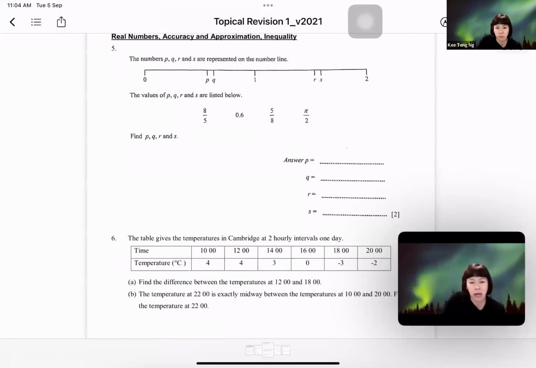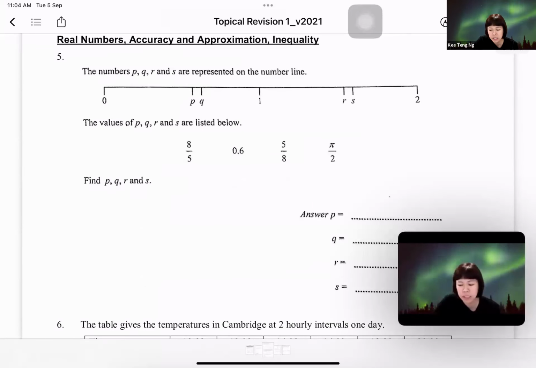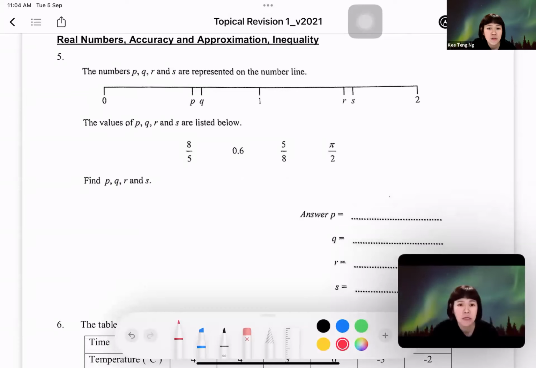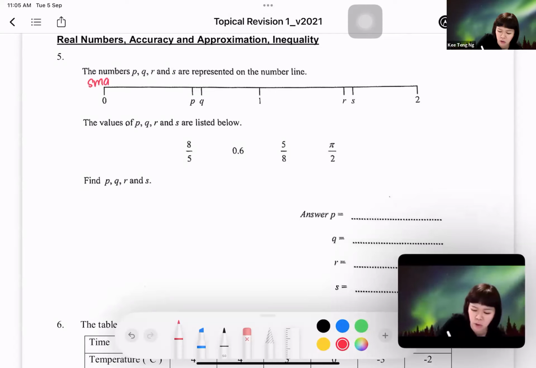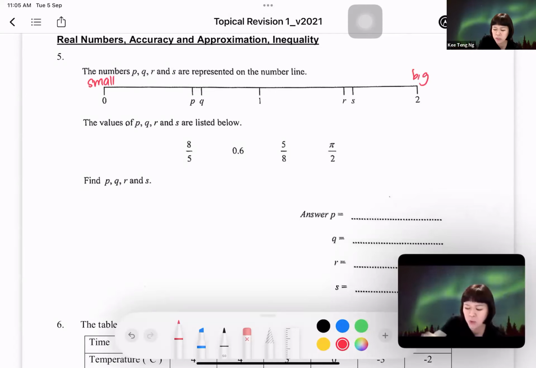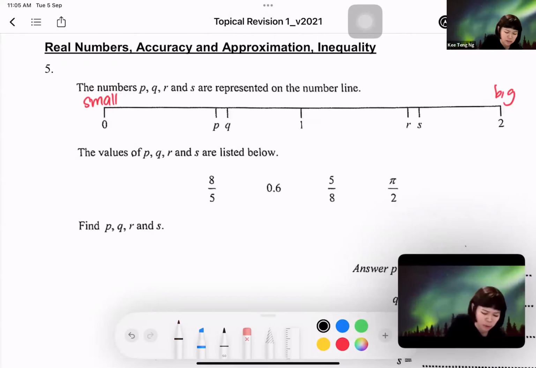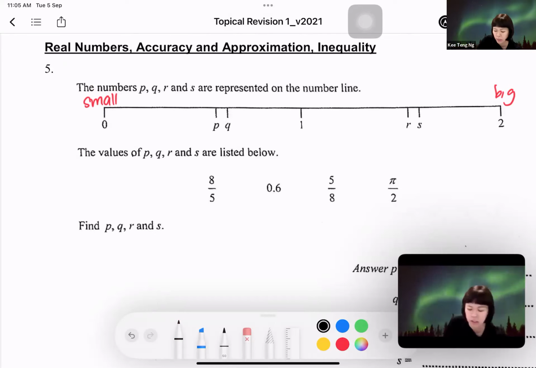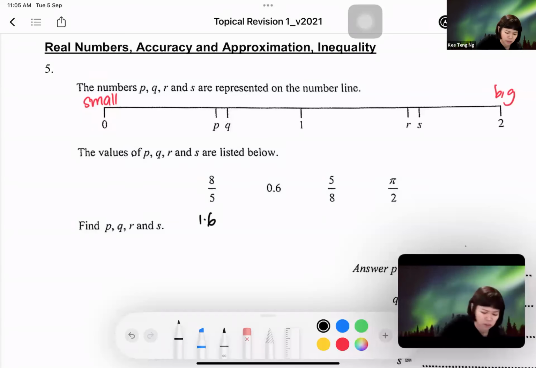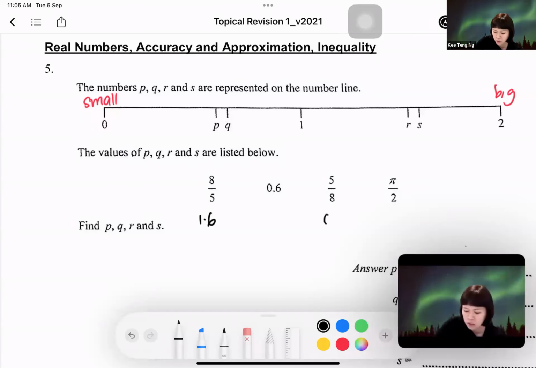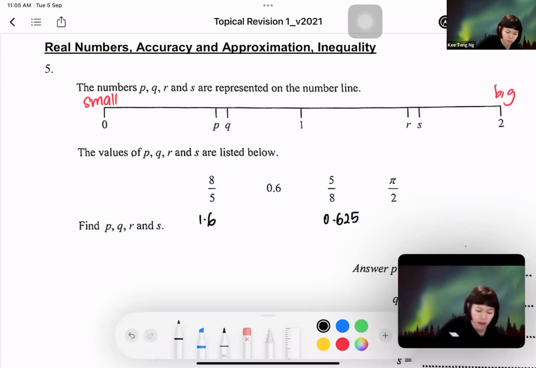Now we'll do a bit more of numbers, accuracy, inequality. So now let's take a look at this. These numbers are represented on a number line. When you have numbers on a number line, it's always sorted in order, from small to big. So what we need to do is rearrange the numbers, and we're going to make this all into decimal places to help me get the number in an easier manner. So 8 divided by 5 will give me 1.6, 5 divided by 8 gives me 0.625, and pi divided by 2.